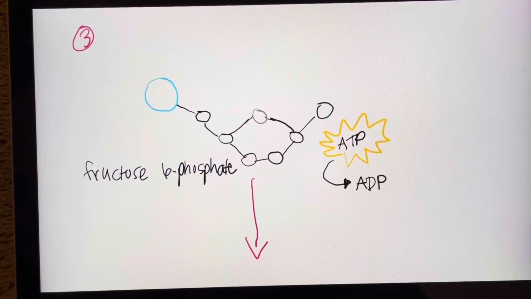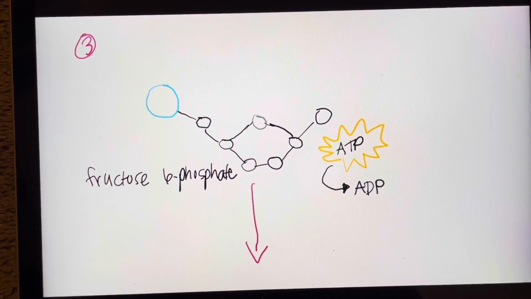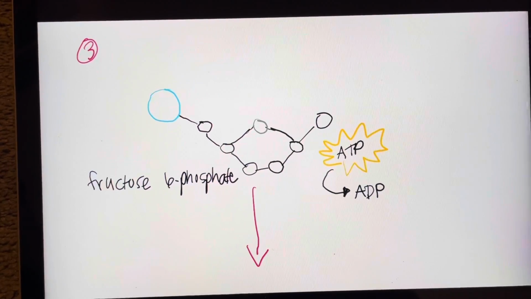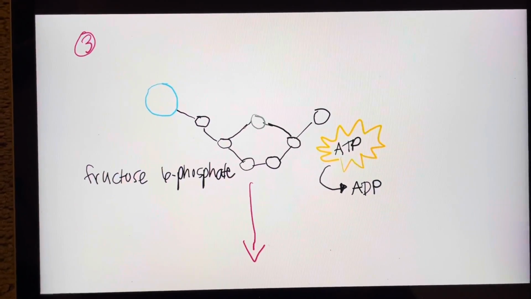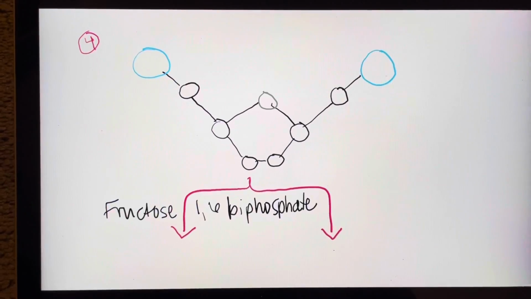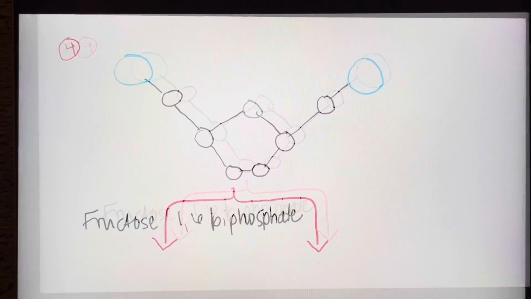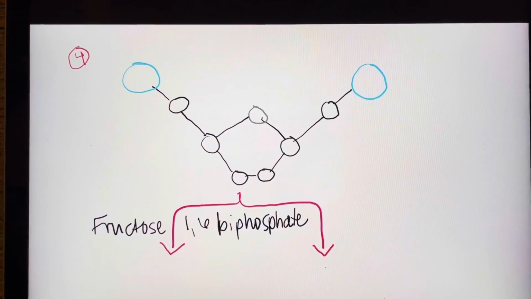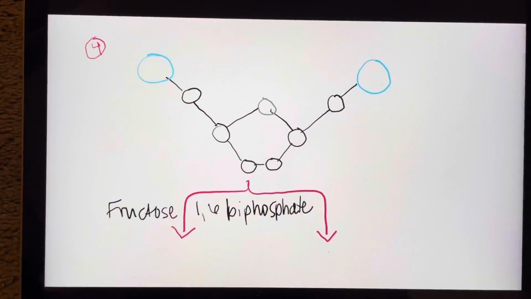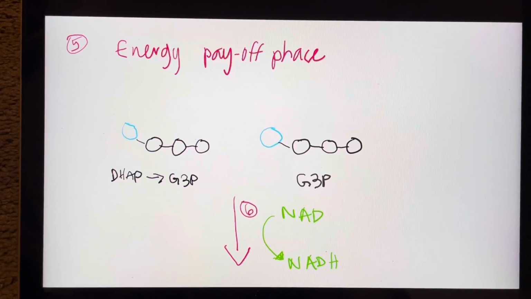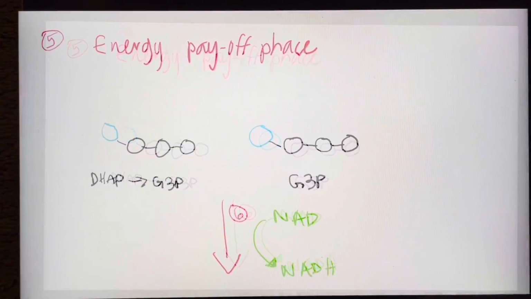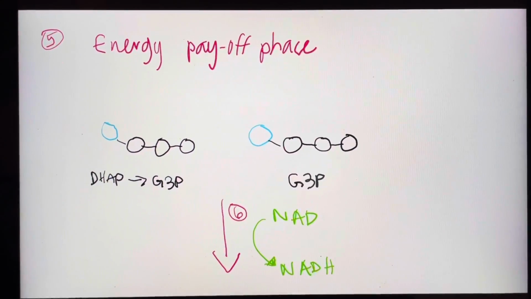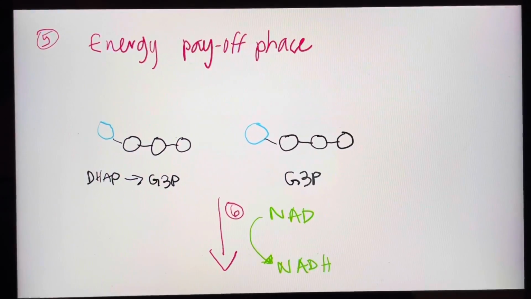More ATP is needed and another phosphate group is transferred from ATP to fructose 6-phosphate, turning it into fructose 1,6-bisphosphate. The enzyme phosphofructokinase activates this. Now it splits into two 3-carbon sugars, DHAP, which is converted into G3P, and G3P.